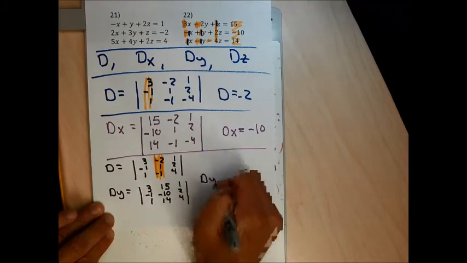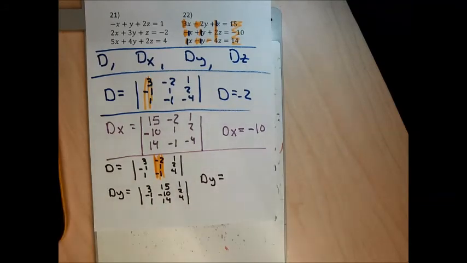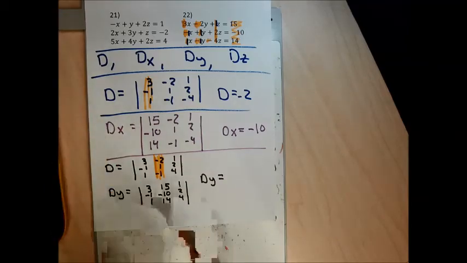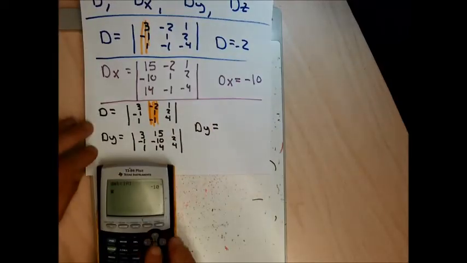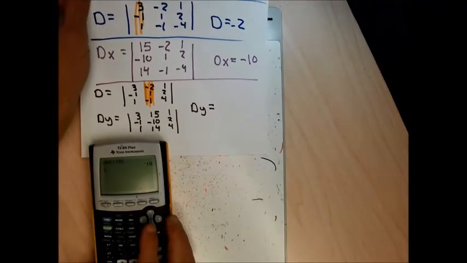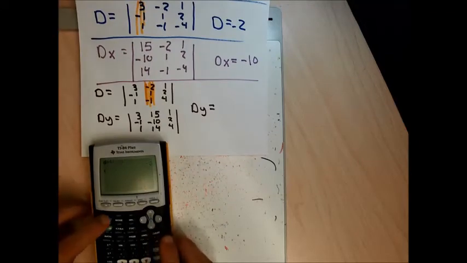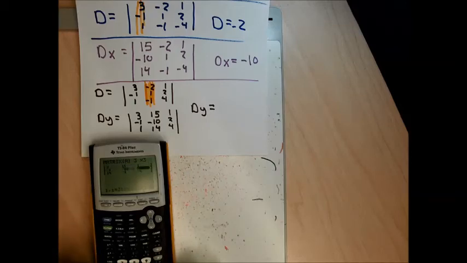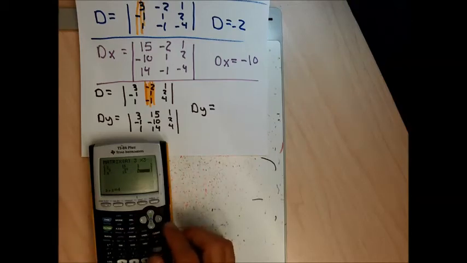On the test for a 3x3 determinant, you can use your calculator because they're just tedious to do by hand. Let me make sure I haven't messed up. I don't think I have. So let me enter this on my calculator and do determinant for it. Second matrix, edit. It's a 3x3, then 3, 15, 1, -1, -10, 2, 1, 14, -4. Double check that I have it right.